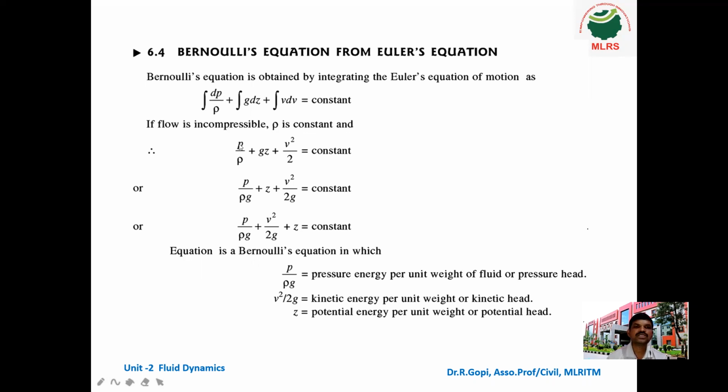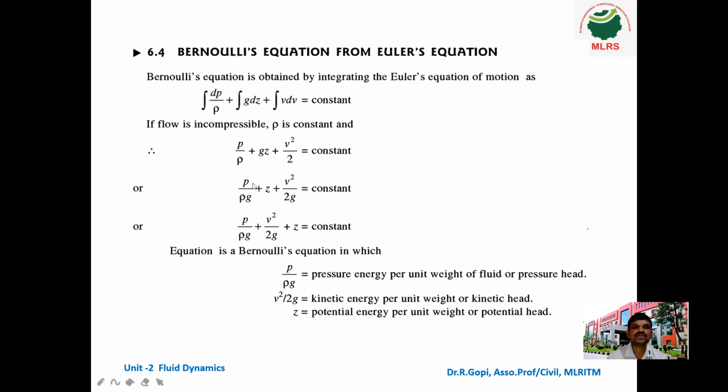So both are cancelled. So P divided by rho, and here integration is there, here differentiation is there, get cancelled. So G into Z plus, so integral of V. What is the integral of V? It is V square by 2 equal to constant. So the final equation we got: P divided by rho, that means pressure, plus G into Z plus V square divided by 2 equal to constant. Okay, so I am rewriting this equation like this.